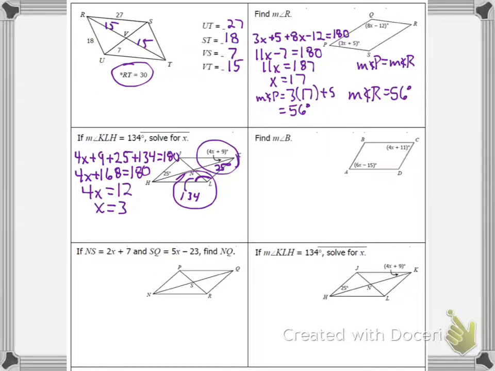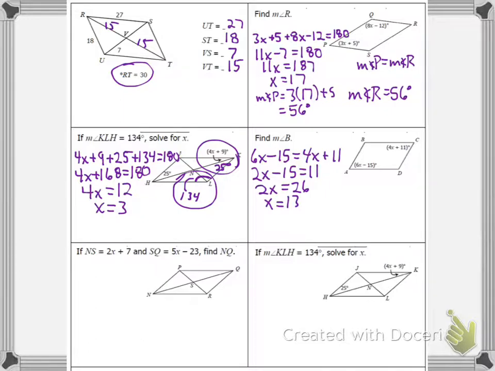For our next one, the measure of angle B, I have A and C. I know those angles are congruent to each other because they're opposite in a parallelogram. So how about I find those angles, and then I can find their supplement, or the angle next to them, and that'll give me angle B. So we're going to go 6x minus 15 equals 4x plus 11. If I subtract 4x over, I get 2x minus 15 equals 11. Then we get 2x equals 26 and x equals 13.